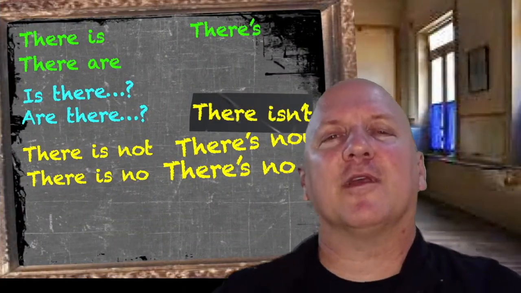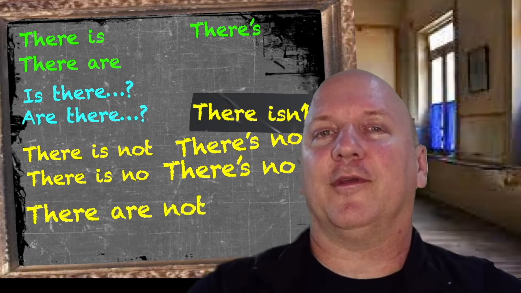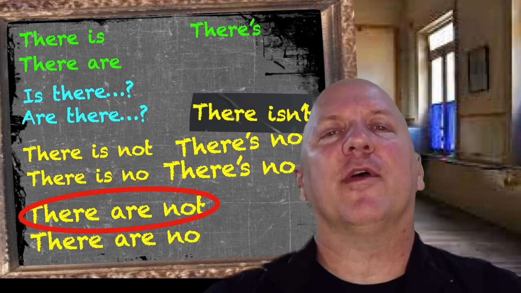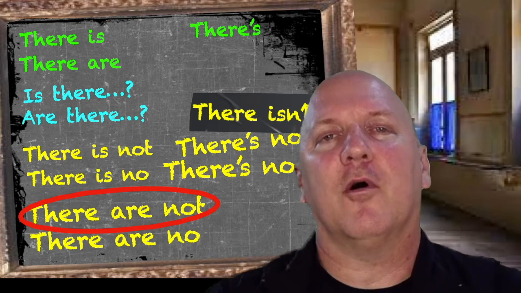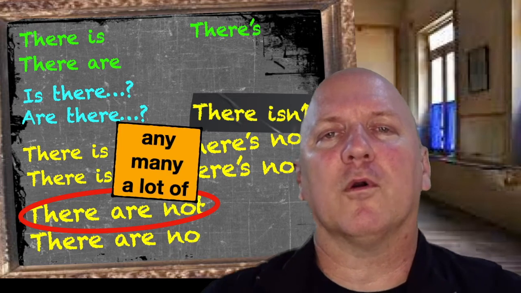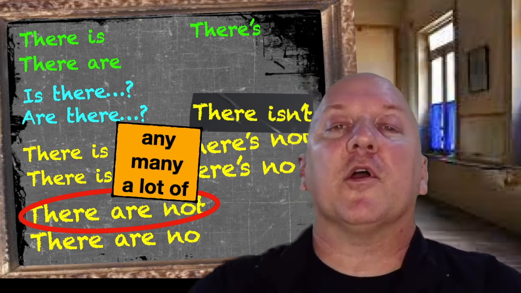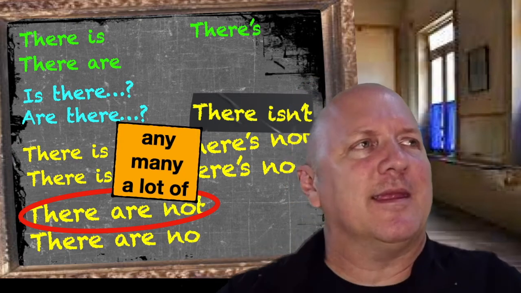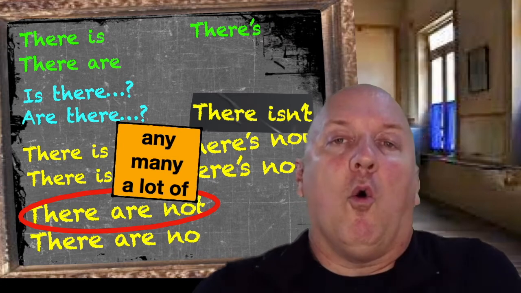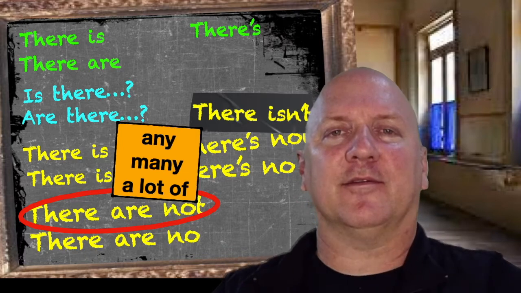And let's not forget that we have "there are not" for plural things. And we also have "there are no." And just like with "there is not" and "there is no," the distinction is based on certain quantitative words that are used with the expression "there are not," such as any, many, or a lot of. Or just when "there are not" is the entire sentence.